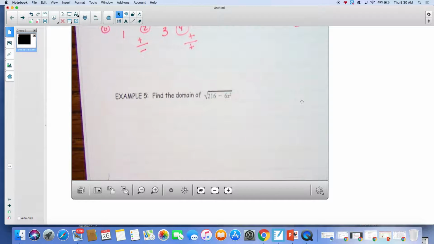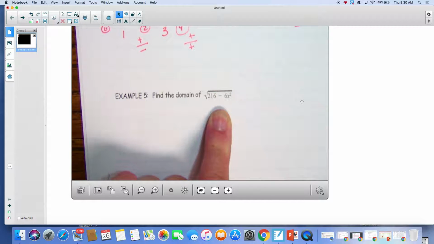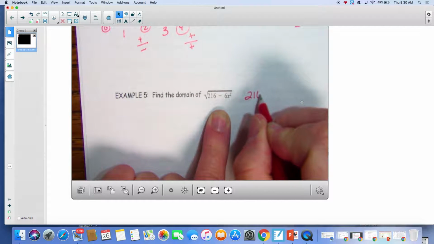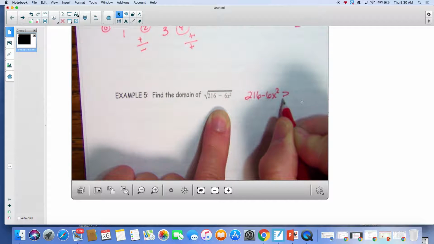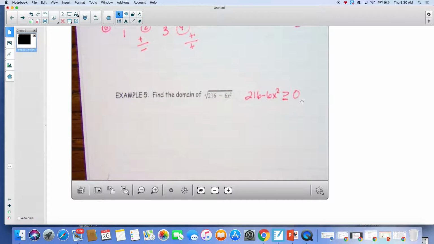Example 5, find the domain of the square root of 216 minus 6x squared. We're used to just doing what with these? What do you know about what has to happen underneath the square root? It can't be negative, so we know that it has to be what? Has to be greater than, can it be equal to 0? Yeah, I can square root 0. So we know that what's underneath there has to be greater than or equal to 0.